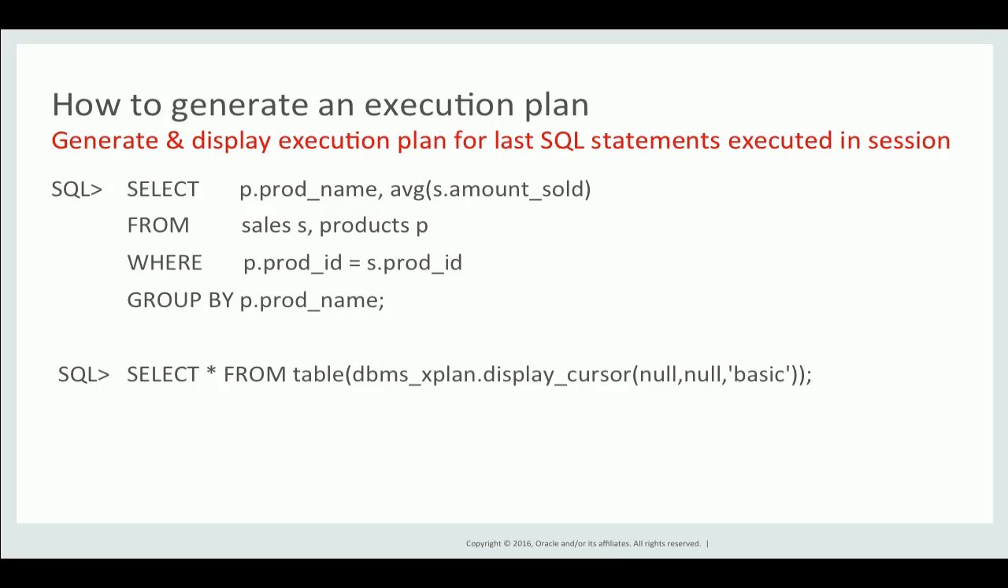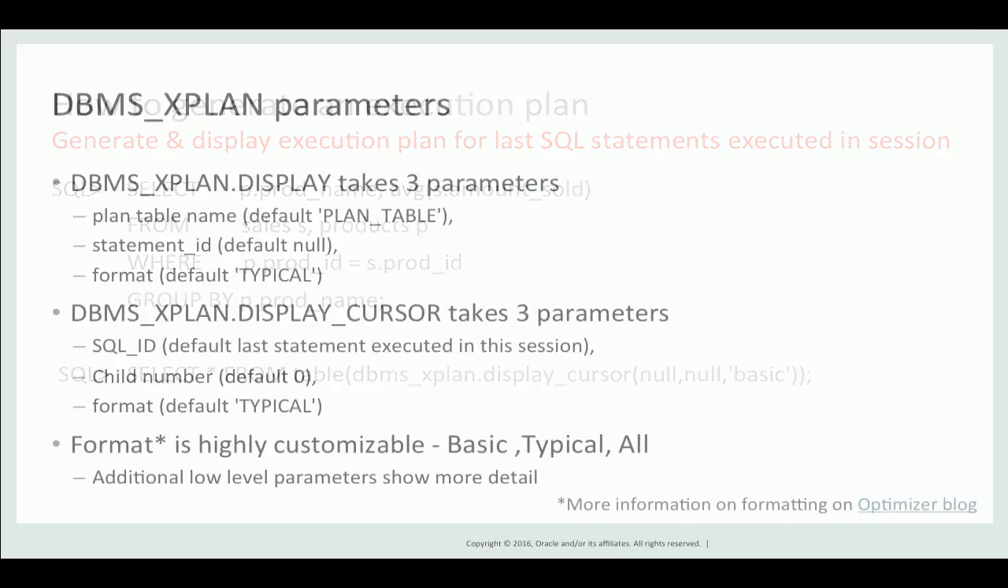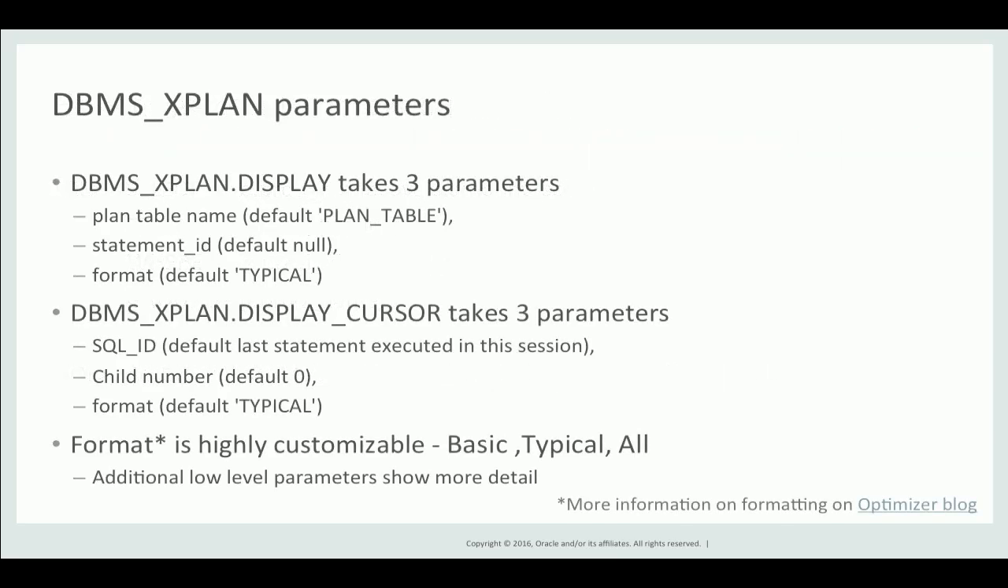But if you let them all default, so that the first 2 are null and the third is basic, what you'll actually get when you execute that command is the execution plan for the previous statement in the session. So by default, it spits out what was the execution plan for the last SQL statement in this session. So what parameters do I need to pass to these?